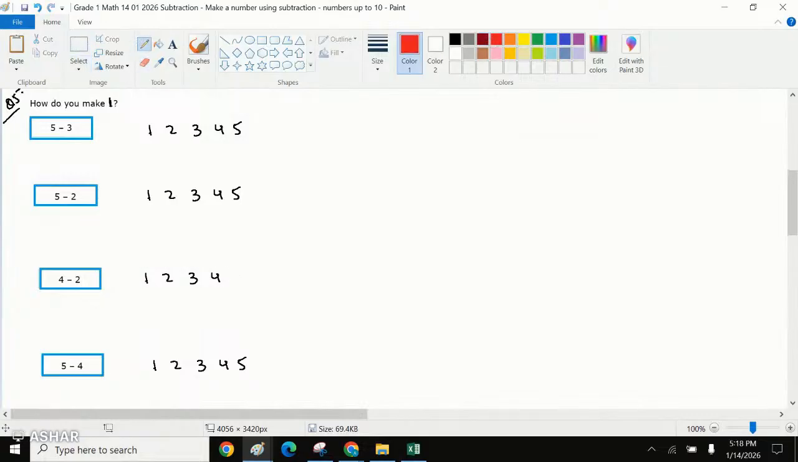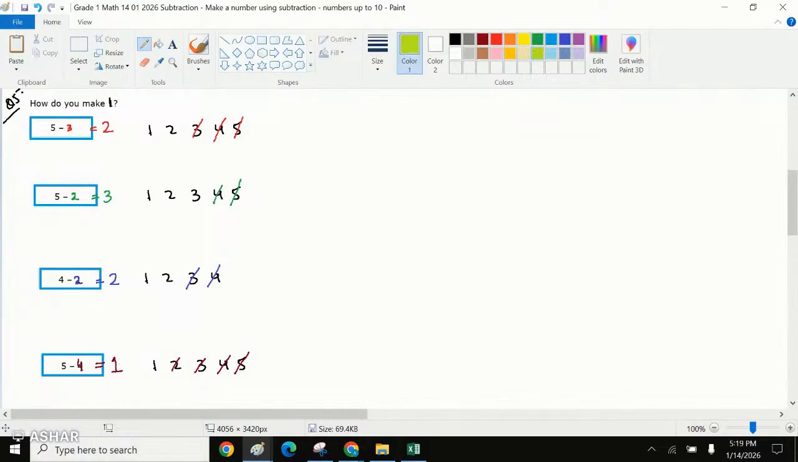So the first one was 5 minus 3. What we need to do is we remove 1, 2, and 3. We are left with 2. 5 minus 2 means we remove the largest two numbers and we are left with 3 digits. Then can we say 4 minus 2? That means from the total of 4, we remove 2 and we are left with 2. And for the last one, 5 minus 4 would mean out of these 5, we remove the 4 and we are left with 1 only.